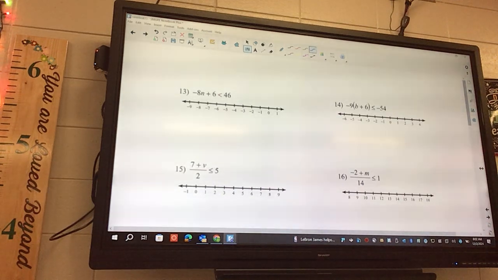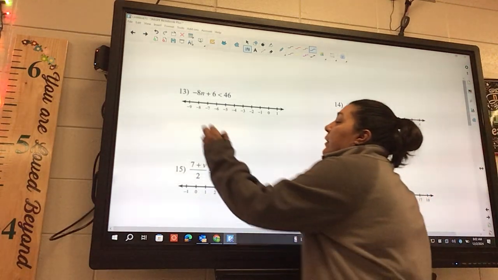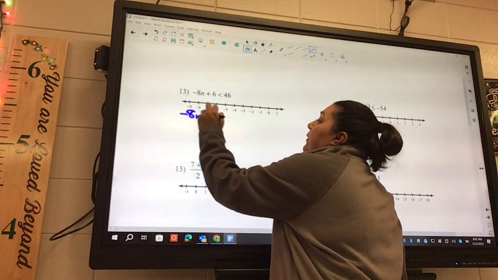Okay, so the front was all 1 step, meaning there's only 1 step. Starting on the back, it gets to 2 steps. So if we're looking at 13, who needs to be moved first? Negative 8. Not the 8.